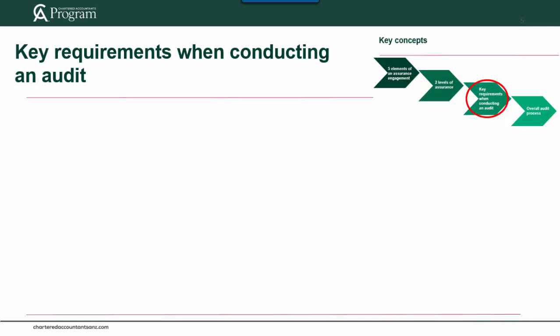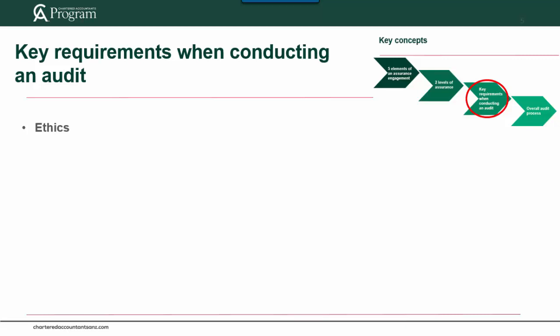There are 5 key requirements when conducting an audit. The first is ethics. When conducting an audit, the auditor needs to comply with relevant ethical requirements, including those that relate to independence. Ethical requirements are discussed in detail in Unit 2.